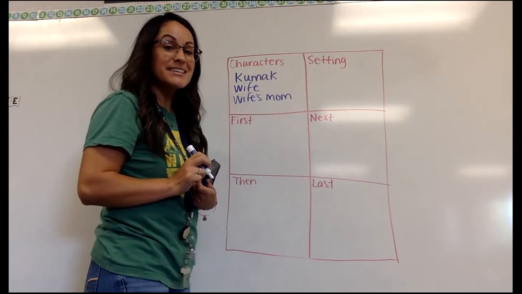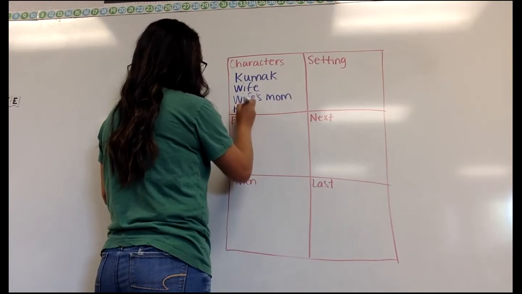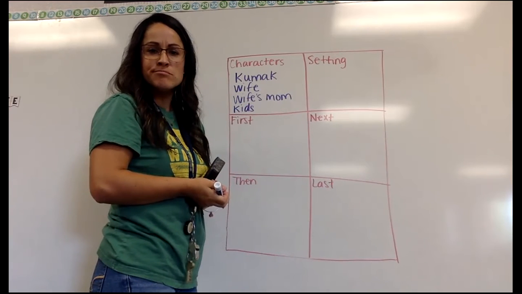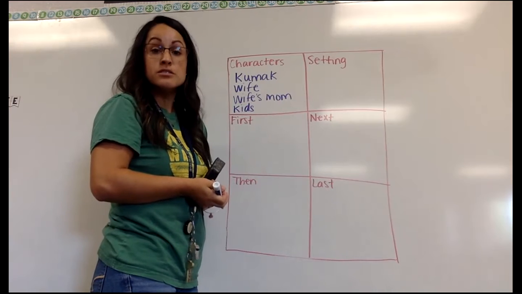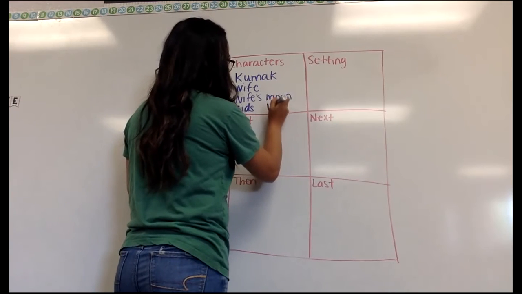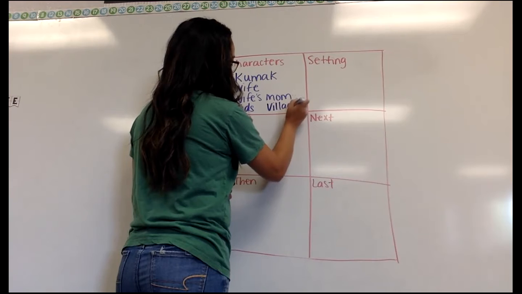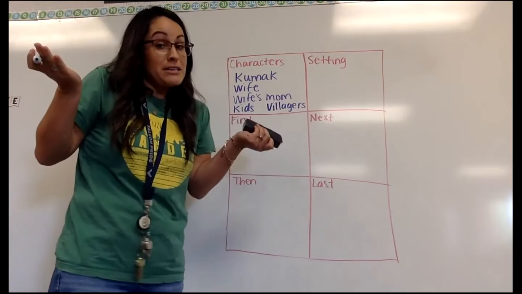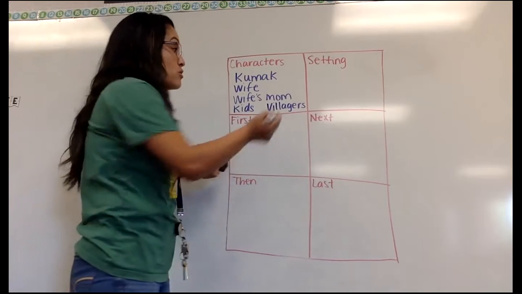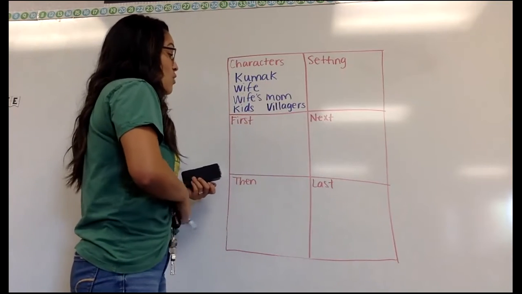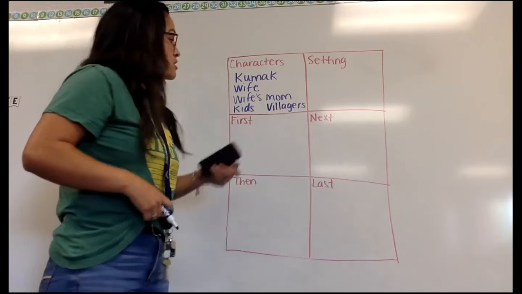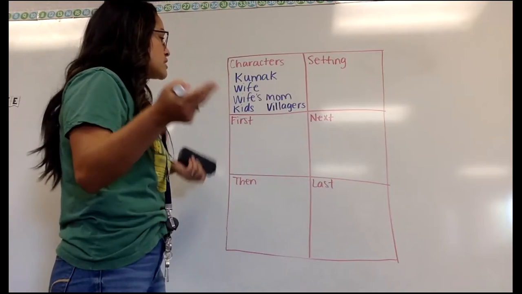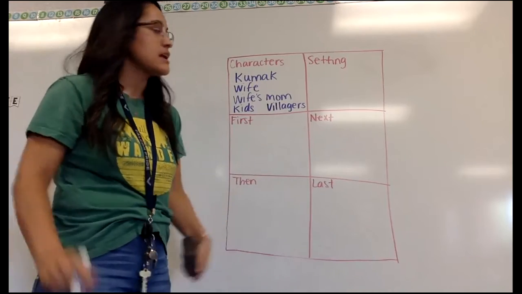And his kids. Anybody else we should mention? We could say the villagers in the story. Okay, notice the story didn't tell us their names, right? We don't know Kumak's wife's name, his mom's name, or his kid's name. So that's why we just put wife, wife's mom, and kids. We could say 2 sons and a daughter, but we can just leave it at kids.